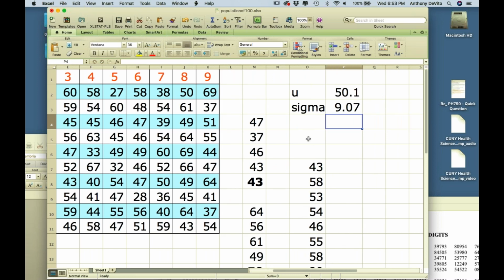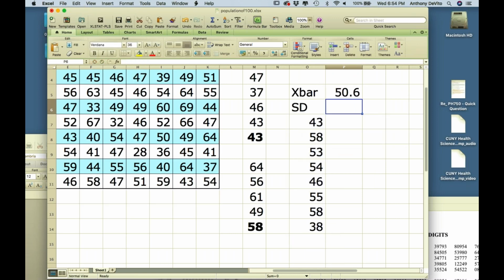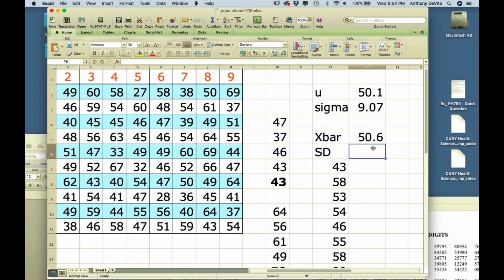Well, let's do the same thing now, x bar and standard deviation for our sample distribution. So what's our expectation here for x bar? Our expectation is that x bar is going to approximate the population mean. It's equal to the average of these numbers, and we get, what do we get? 50.6, pretty close, right? It was a pretty good approximation. Our sample mean is a pretty good approximation of the population mean.